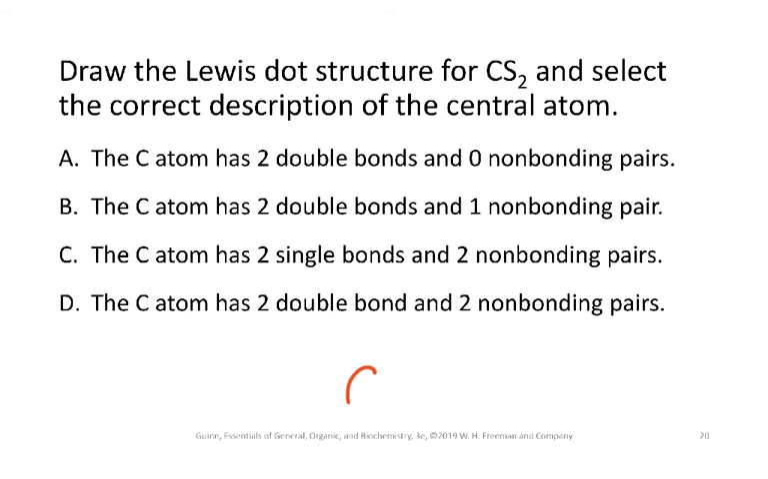If we take what we just did and replace the oxygen with the sulfur, we get CS2, right? The oxygen and the sulfur are completely interchangeable in the Lewis dot structures. So the central atom has two double bonds and zero non-bonding pairs.